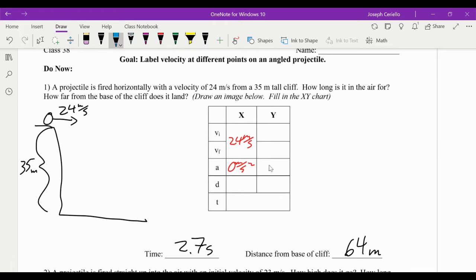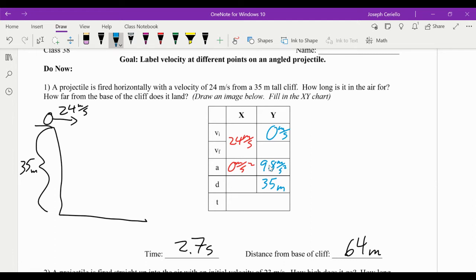In the y direction, we always know that our acceleration is 9.8 meters per second squared because that is the force in the y direction. Our initial y velocity is 0 because initially all of the velocity is pointed in the x direction. We don't know the final y velocity, though it will increase as time goes on. We know the y distance as well. Look at 35. That's a vertical distance, so that's in the y direction. And we don't know time either there. So how long will it be in the air for?